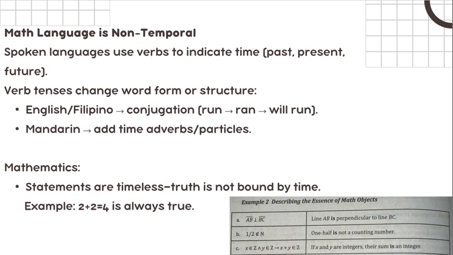For example, these are letters A, B, and C. You can pause the video to read these examples.